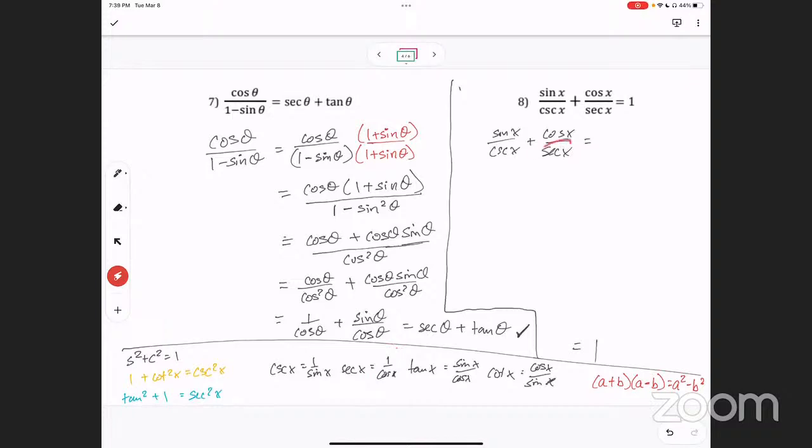Cosine, 1 over cosine, which is going to give you 1 over cosine squared. And when I multiply by cosine, it's going to become cosine squared. And what's sine squared plus cosine squared? 1. So this is going to be pretty quick.